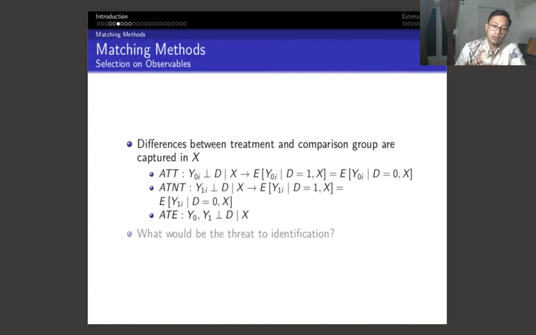Now, what will be the threat to identification? The main threat to the identification is that assignment to the treatment is not only affected by the observable X, but also by the unobservable. This is going to be the key identification method, the selection on observables. The threat will be that the selection could be on the unobservable. Now, if it's the unobservable, then this is quite unfortunate because we cannot see the unobservable.